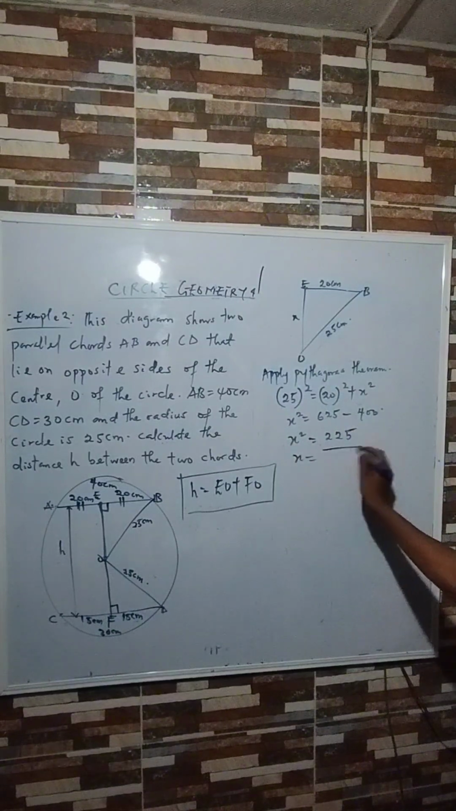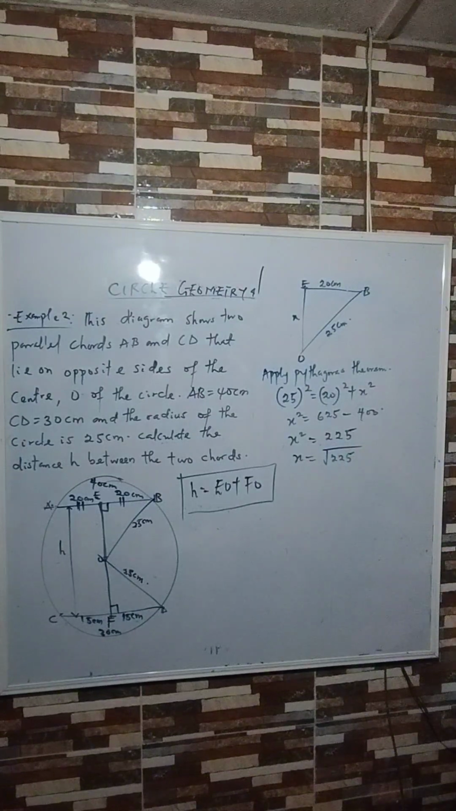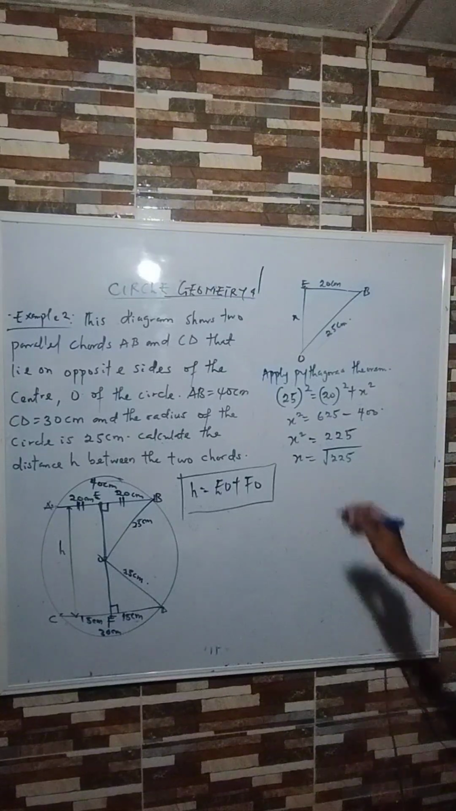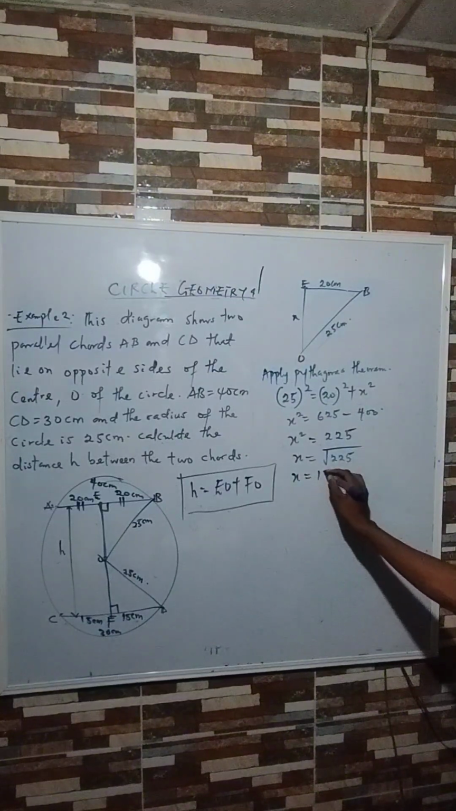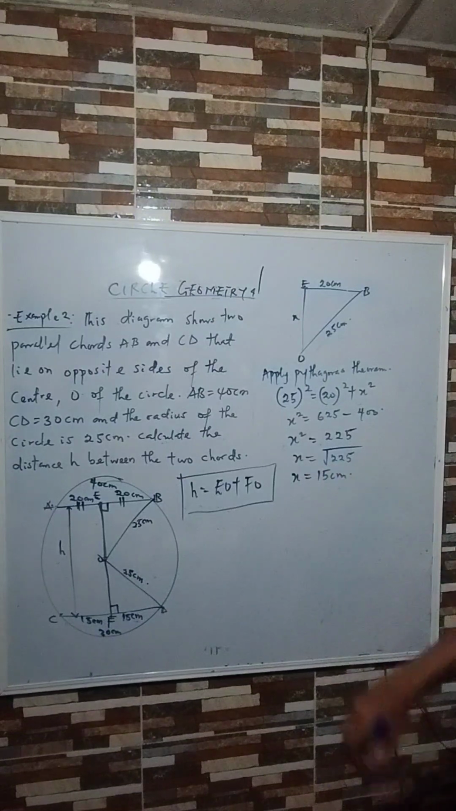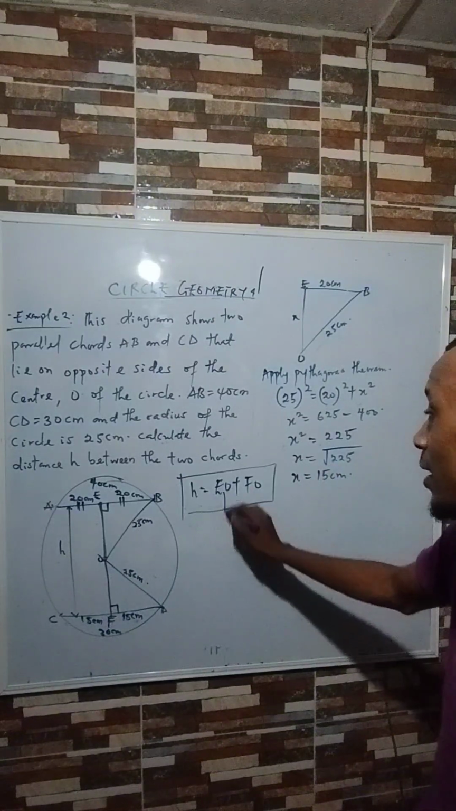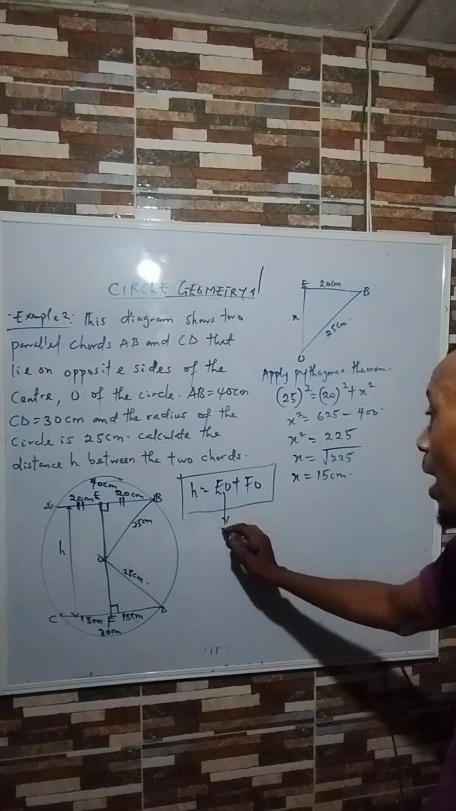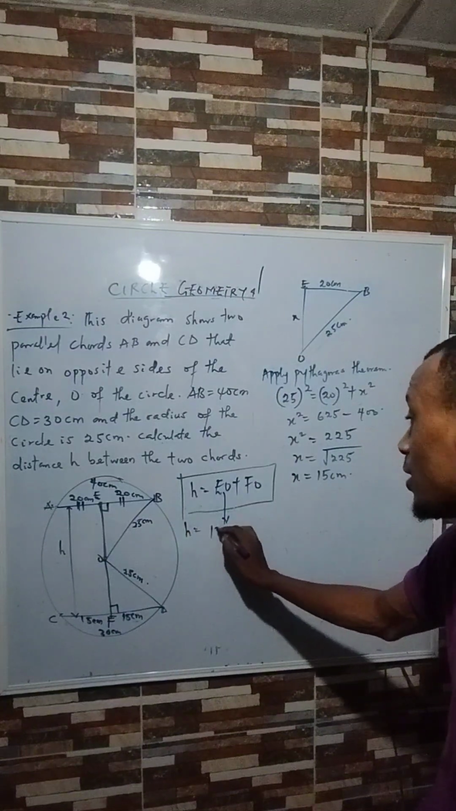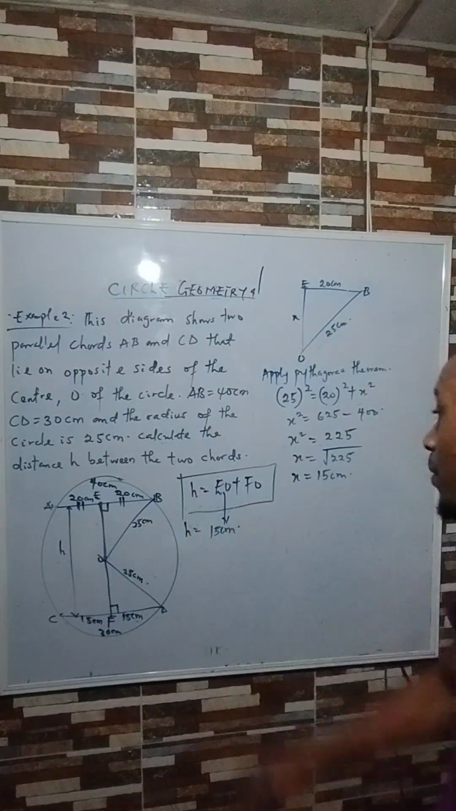So our x here is equal to the square root of 225. And what would the square root of 225 be? You are familiar with that. That should give you 15. So our x here is 15 centimeter. So if x is 15 centimeter, our EO here is 15 centimeter.